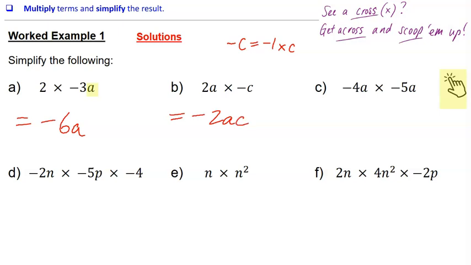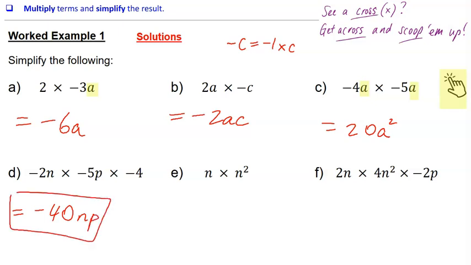Part C. See the numbers? Pairs make a positive. +20. And the letters. Use your index finger. 1, 2. I write base A, index 2. Part D. That's a pair, and it makes +10. +10 times -4. That's a minus. -40. Now the letters, count 1N and 1P. Remember, you're finished when there's one term.